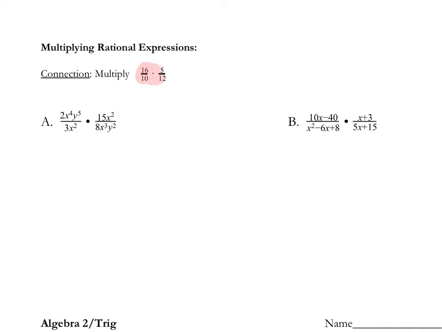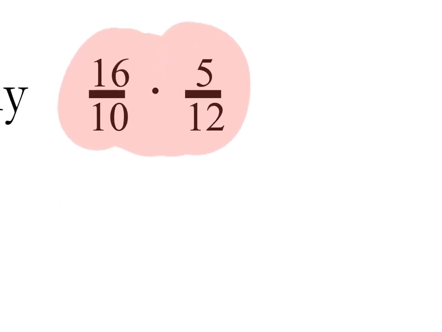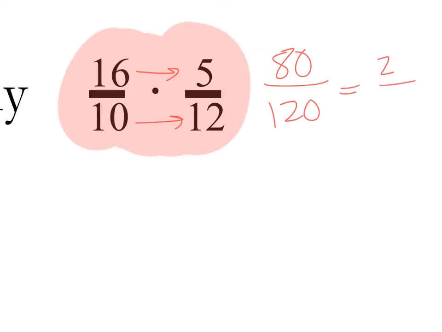When I multiply 16 tenths times 5 twelfths, all I really need to do is multiply straight across the top and straight across the bottom. I end up with 80 divided by 120, which I can simplify to 2 over 3. We're going to do a more sophisticated version of just that today.